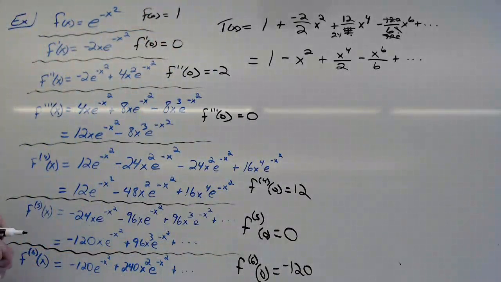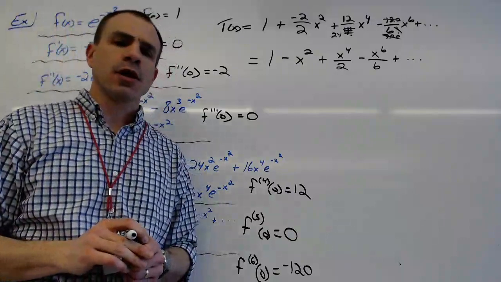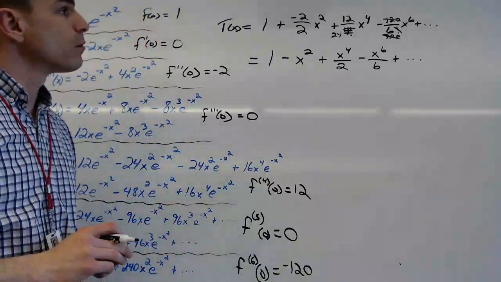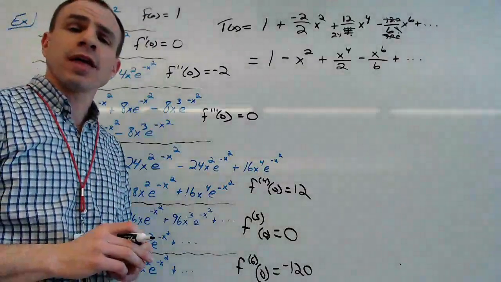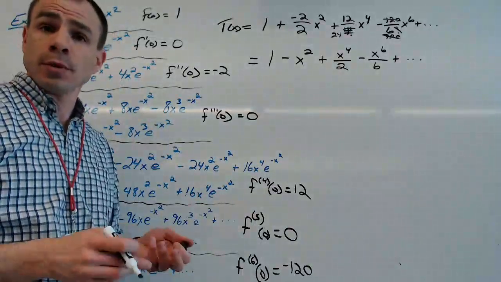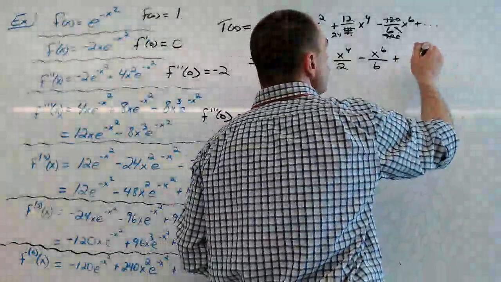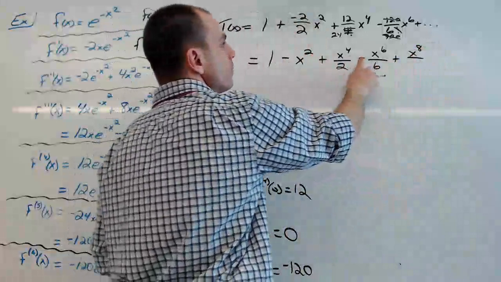So now, if you could guess as to what the next term might be, do you have any thoughts on that? You're probably guessing that it's going to be x to the 8th. Should it be positive or negative? Yeah, it should be positive. So if we were to put in another term here, we would have x to the 8th, because we see the alternating negative, positive, negative, positive.